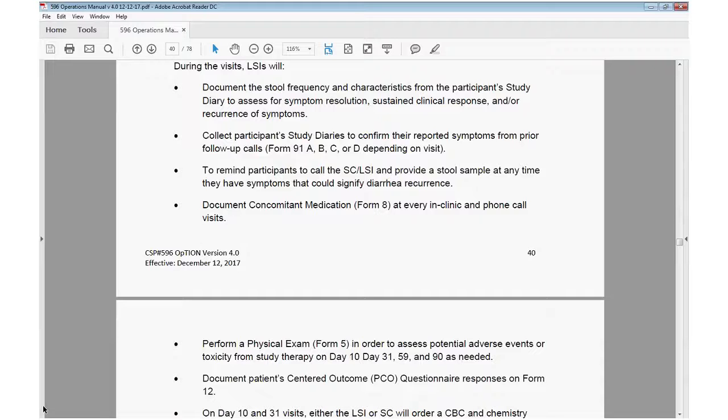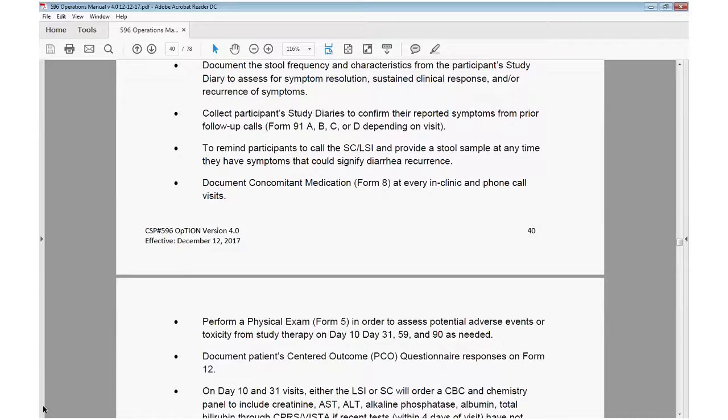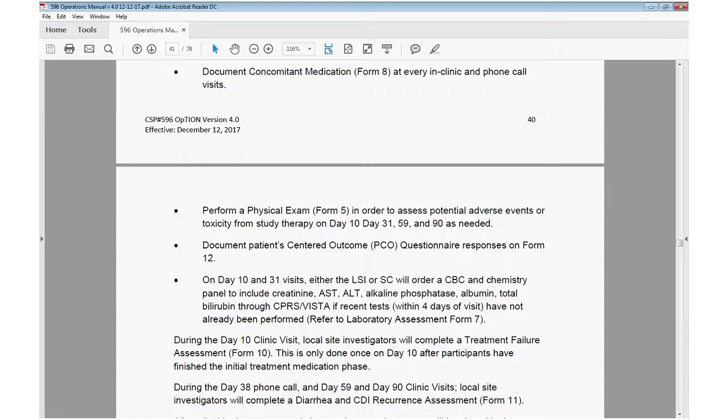Document patient-centered outcome questionnaire response on Form 12. On days 10 and 31, either the LSI or the site coordinator will order a CBC and chemistry panel to include creatinine, AST, ALT, alkaline phosphatase, albumin, and total bilirubin through CPRS and VistA, unless recent tests within 4 days of the visit have already been performed.